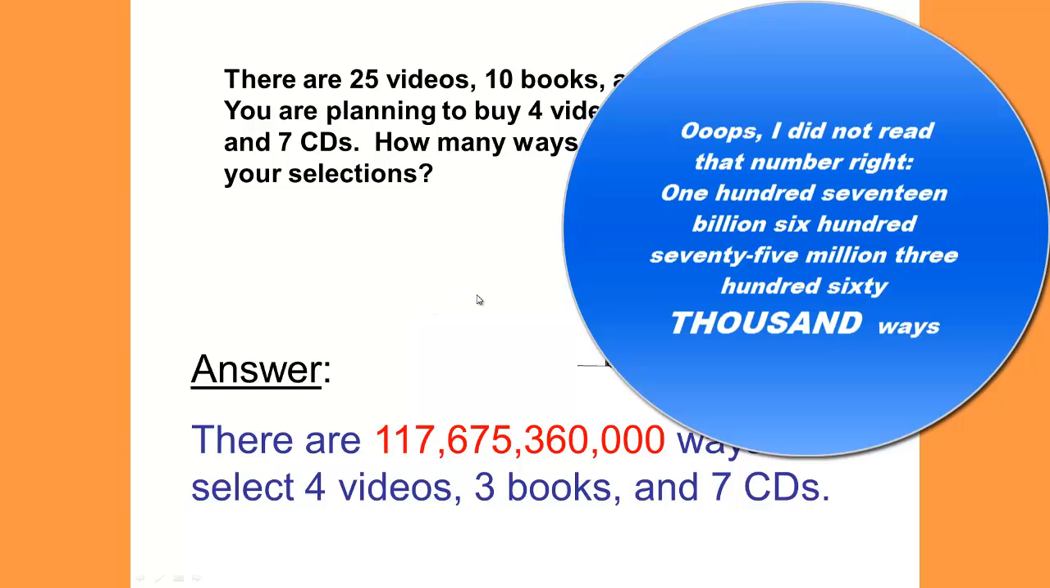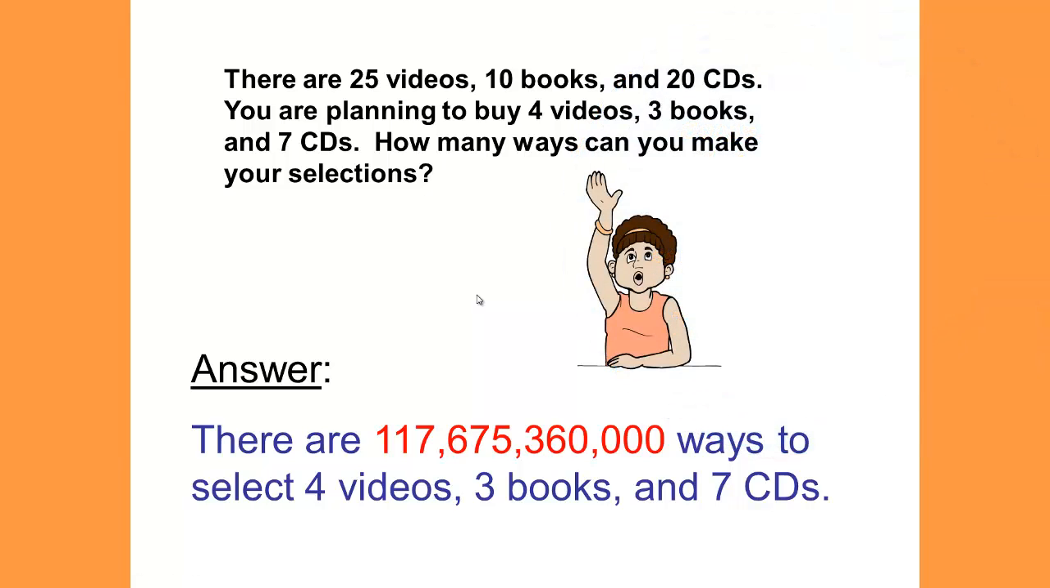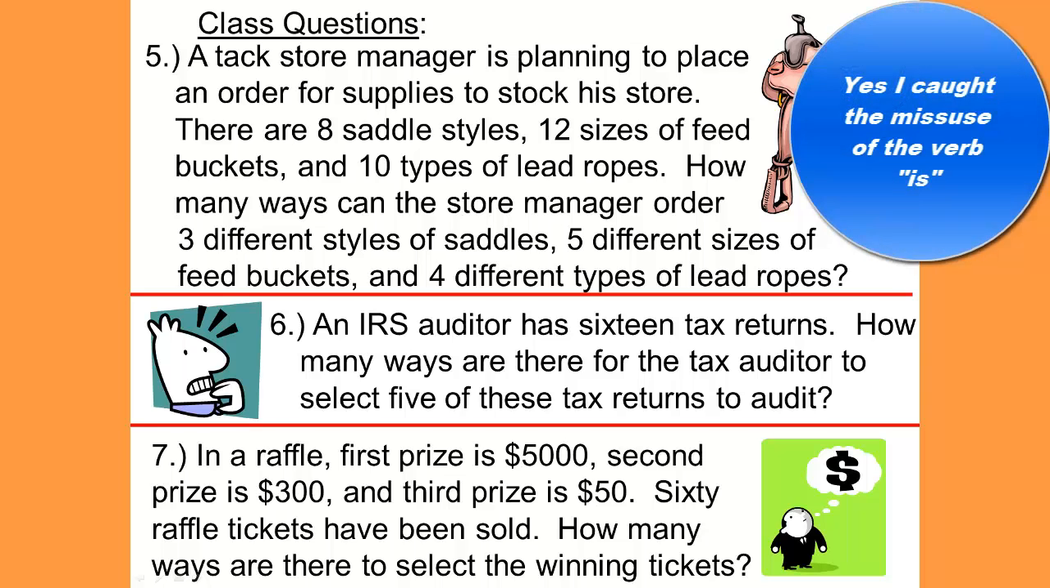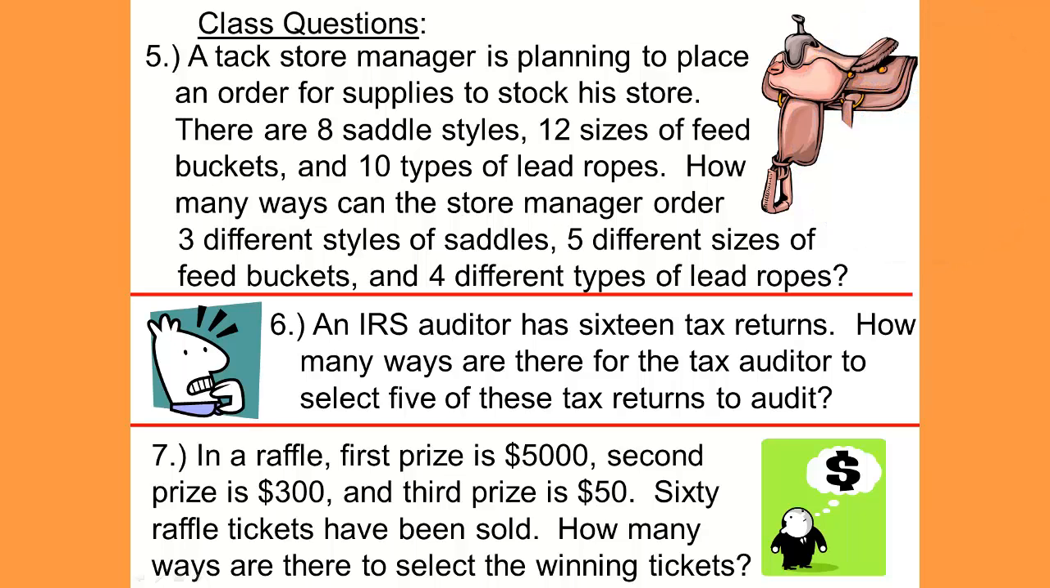When doing probability, what type of answers do we get? We get answers between 0 and 1. When doing counting problems, these answers will be very large whole numbers. Here are class questions 5, 6, and 7 for you to try.